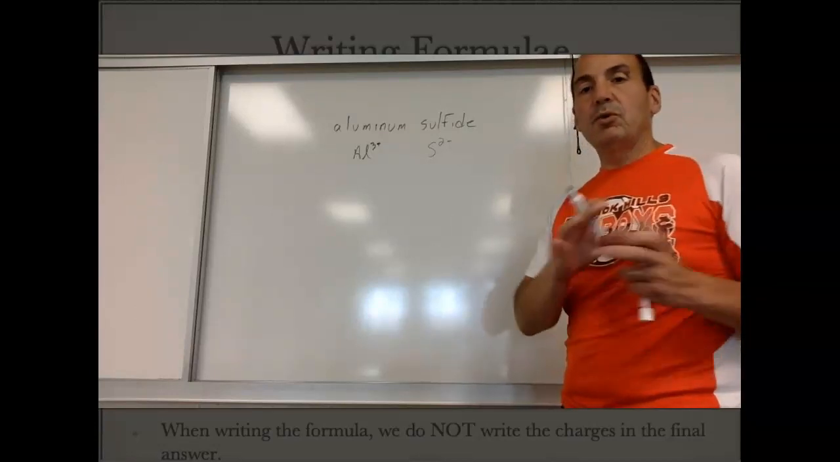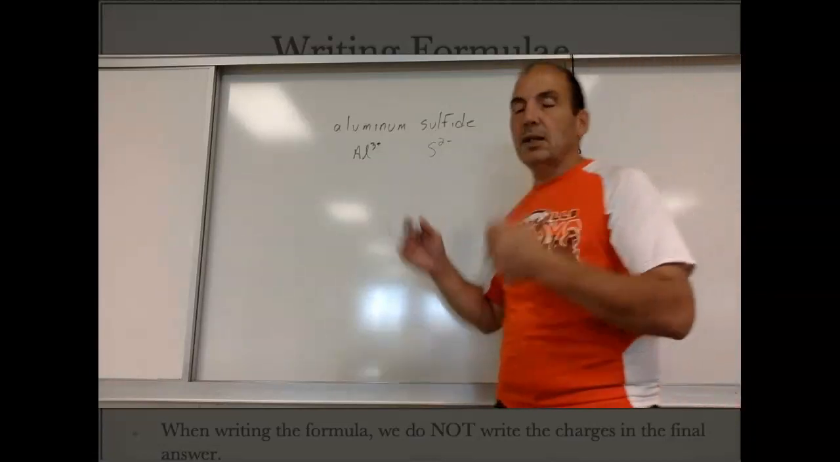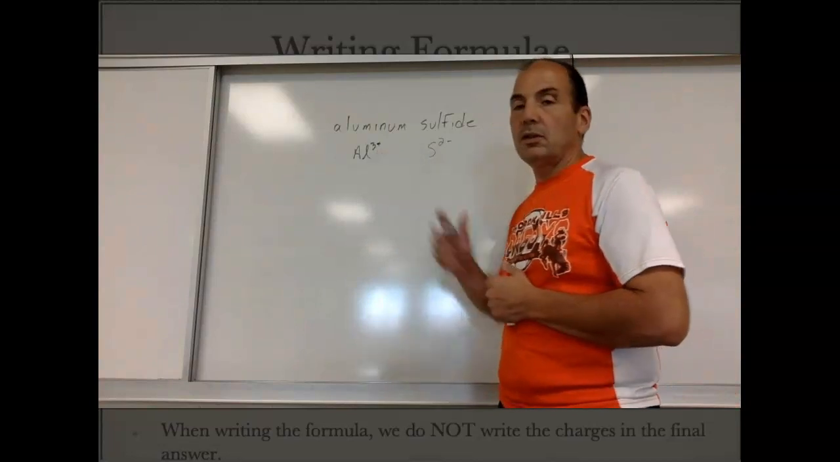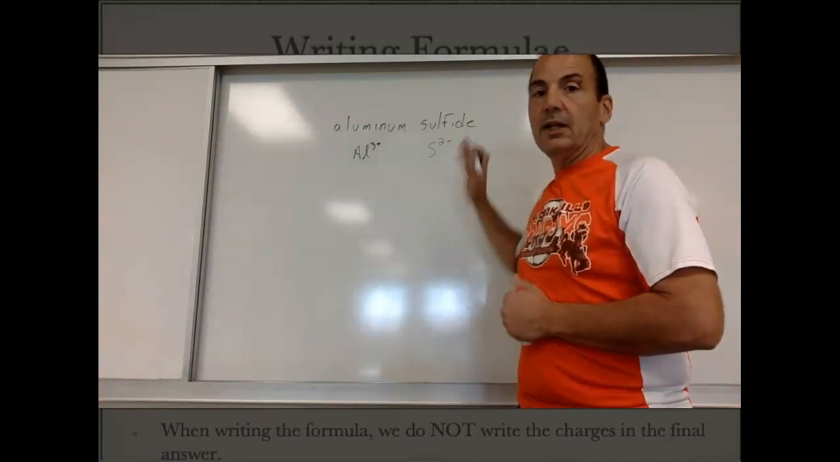Okay. Now I'll show you a shortcut to that. That'll work about 90 to 95% of the time. But let's just take that approach right now. So between 3 and 2, the least common multiple is 6. So I need to get the +6. I need to get the -6.